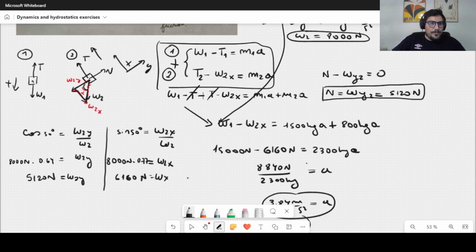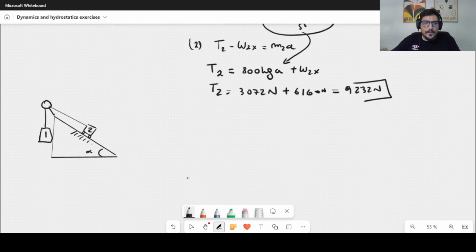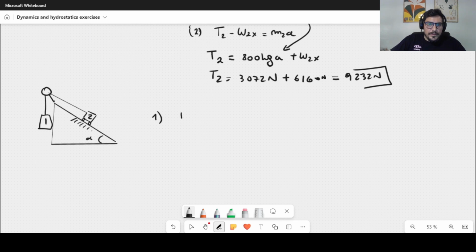What is different now? The presence of friction. If the object 2 has a tendency to slide upwards, friction is here in the opposite direction. And the equation for the object 1 doesn't change. But in the equation 2, we have to add one force subtracting. So the new system, for 1, we have weight 1 minus tension is equal to mass 1 times acceleration.